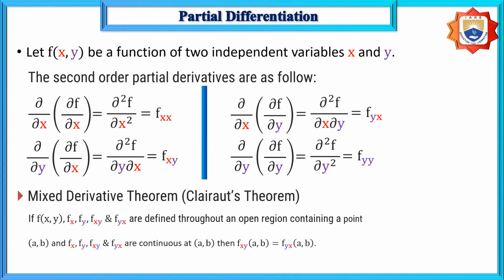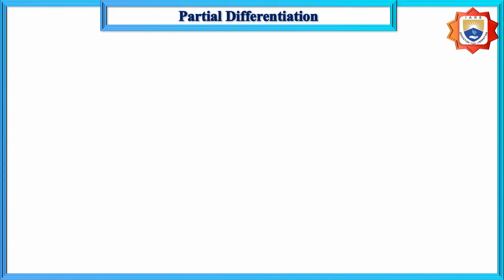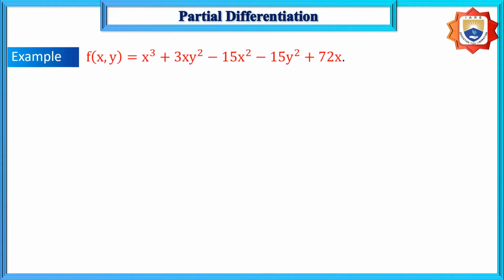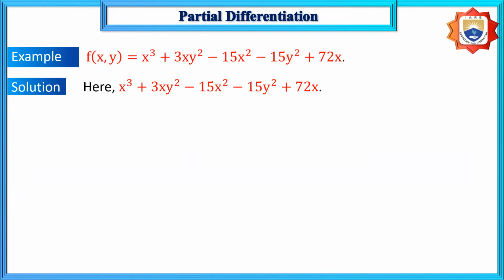Now we will discuss a problem, the same as before, and you need to understand it here also. f is a function of x, y: x cube plus 3xy square minus 15x square minus 15y square plus 72x. My question is to find the first and second order derivatives.